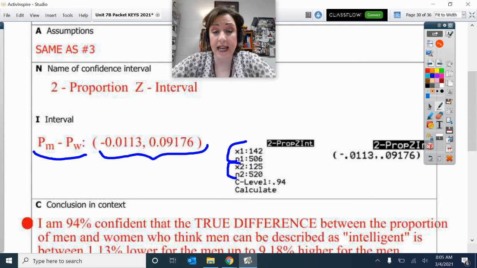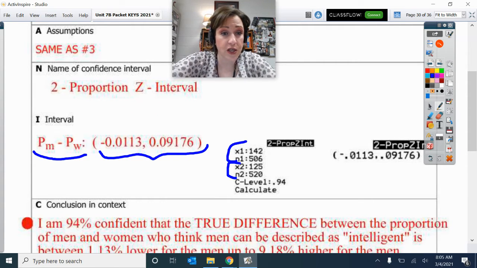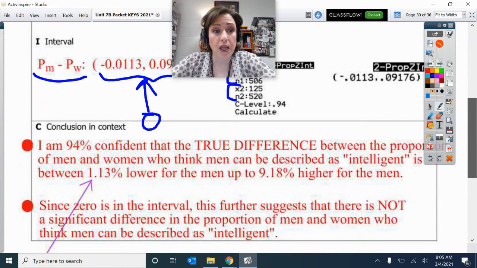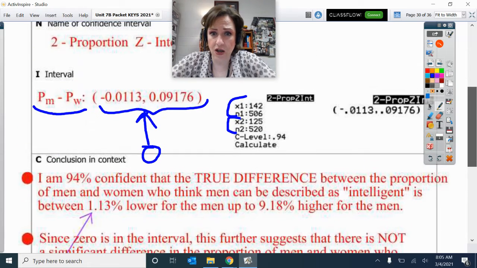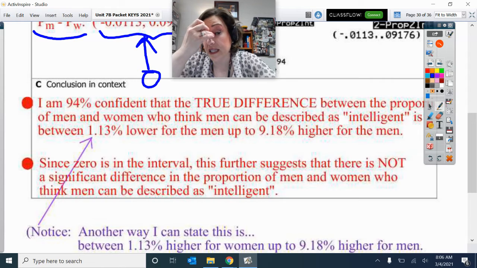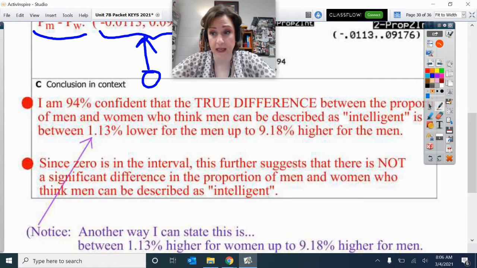It has a negative up to a positive. So of course, we're also interested in the fact that there is 0 in there. So I'm 94% confident that the true difference between the proportion of men and women who think men can be described as intelligent is between 1.3% lower for the men up to 9.8% higher for the men.